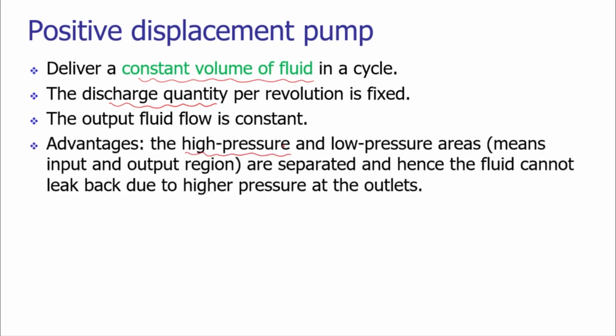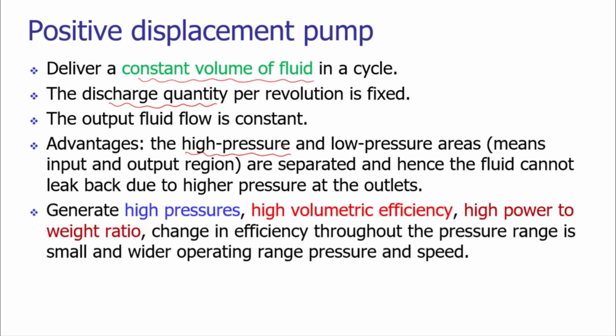In positive displacement pumps, there is a distinction between the high pressure areas and low pressure areas. Due to this separation, the fluid cannot leak from the pump area, from the casing. That is not the case in a centrifugal pump, where there is no clear-cut distinction between the low pressure area and the high pressure area. Positive displacement pumps generate high pressures. They have very good volumetric efficiency. They generate high power with a very small weight and very small construction. Therefore, we can say that they provide a high power to weight ratio.